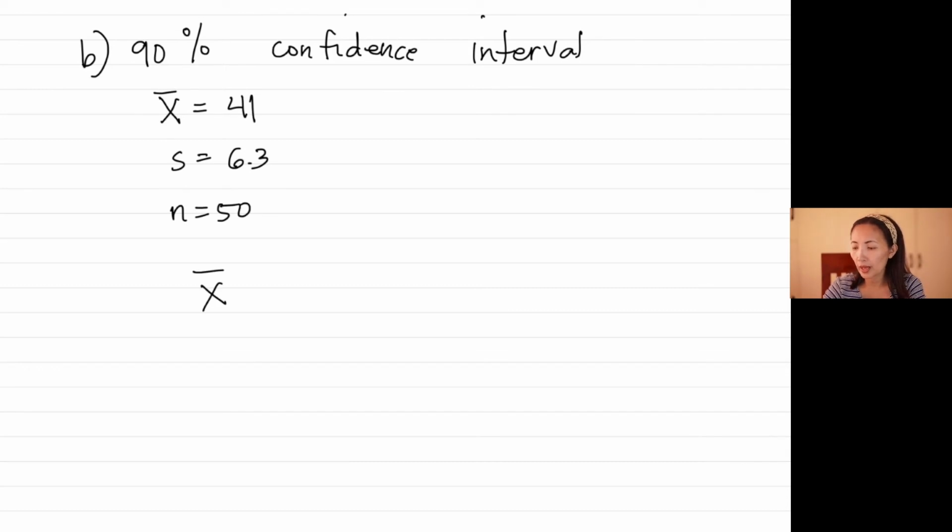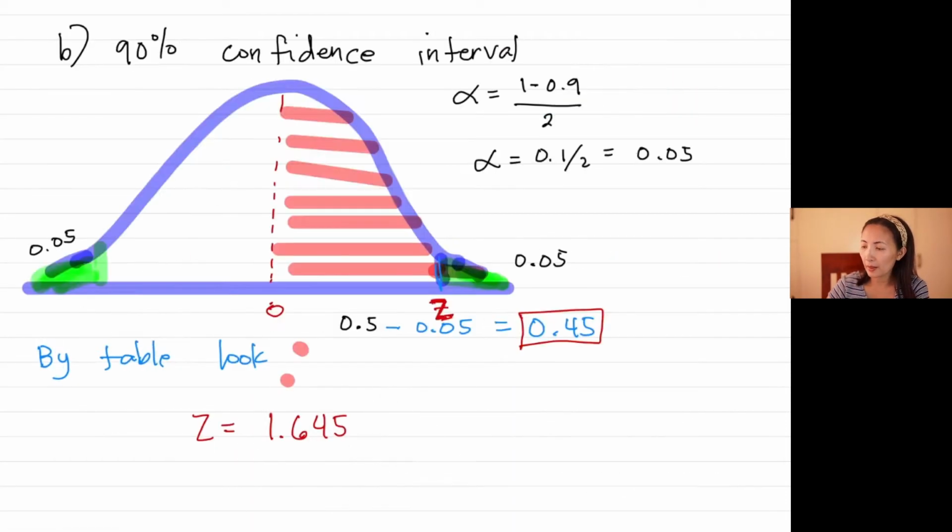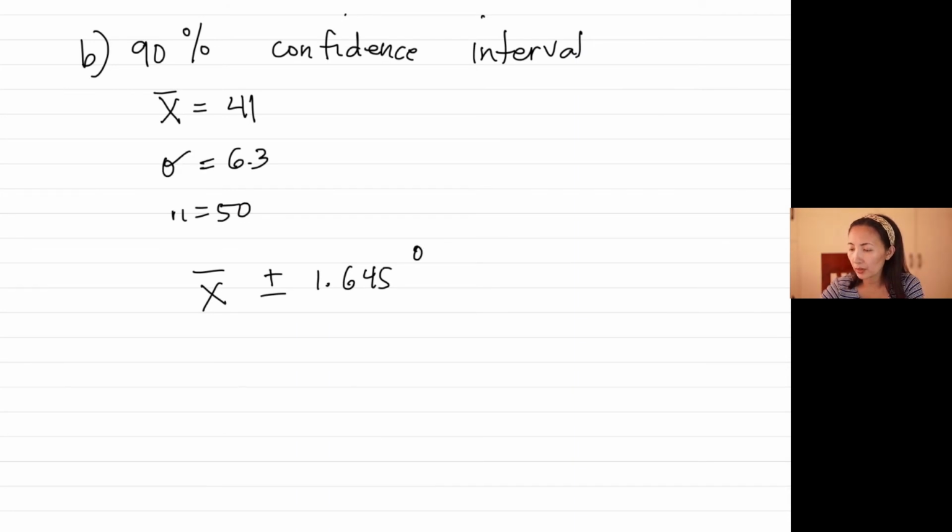So, x bar plus minus 1.645 times SE, which is standard deviation 6.3 over the square root of 50. And then just simplify. Okay, to be consistent, we did not yet evaluate here. So let me just write first 1.645 times S. Is it S? I think it's sigma. So let's use the proper symbol over the square root of n: x bar 41 plus minus 1.645 times 6.3 over the square root of 50.